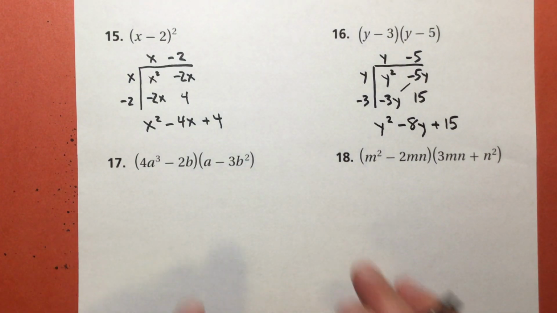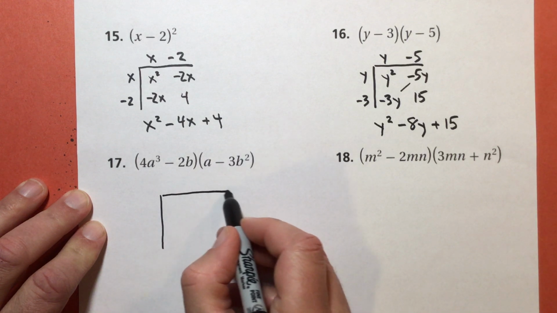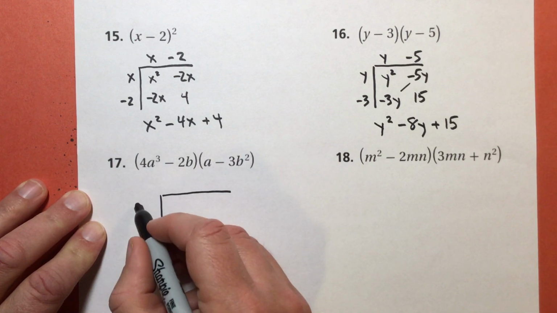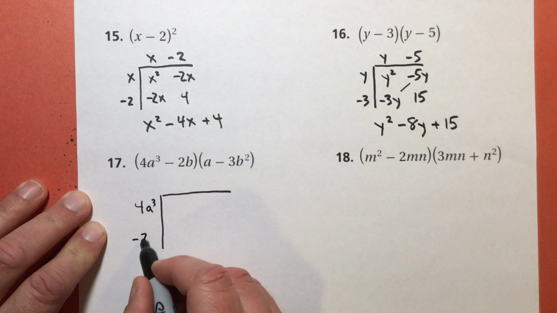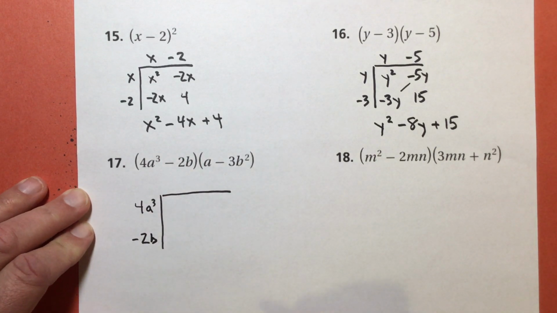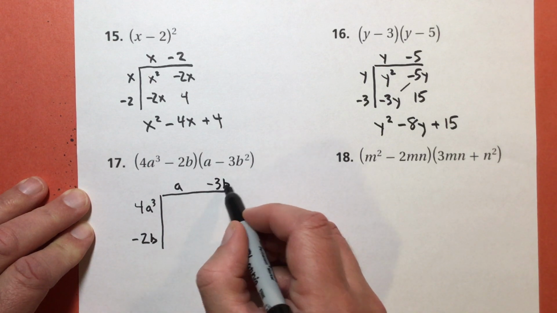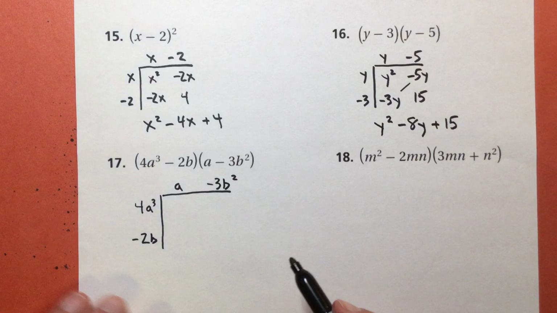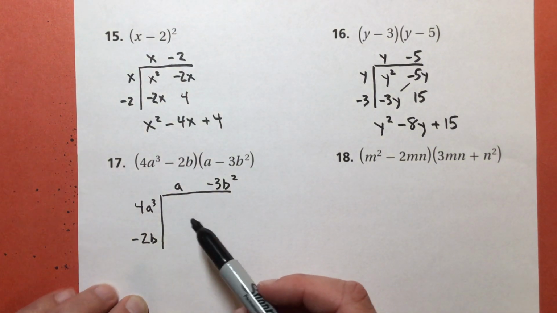All right, now these two right here, don't be scared of them. You can do this. The skills are the same as what you learned before. 4a to the third power, negative 2 times b, a, negative 3 times b to the second power. All I'm doing is multiplying what I'm multiplying on the left by what is above it.